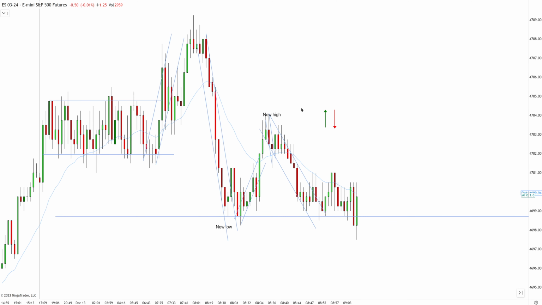We're going to talk about how to identify high probability setups using price action rules. We're going to combine many price action rules together, and it's going to allow us to identify the right places on a chart where to enter.